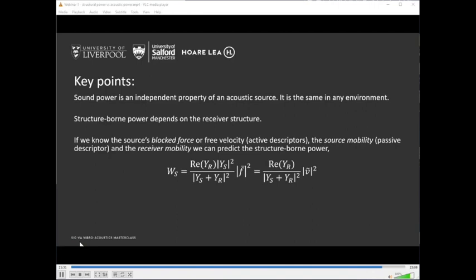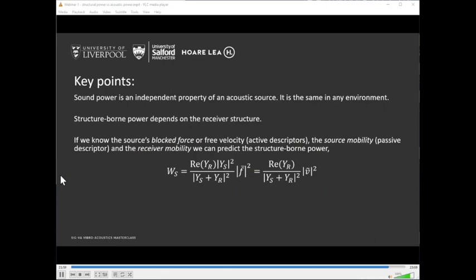We have seen that if we know the source's blocked force or free velocity and the source and receiver mobility, we can predict the structural power using independent properties. To do this, we derived the following equations. The structural power can then be combined with a transmission model to make vibroacoustic predictions.